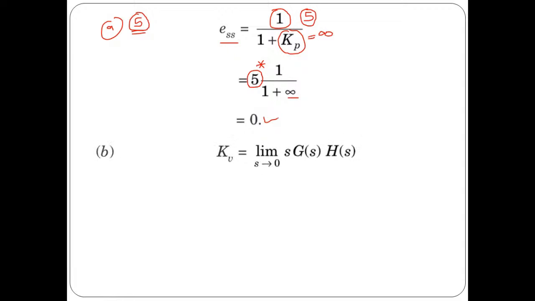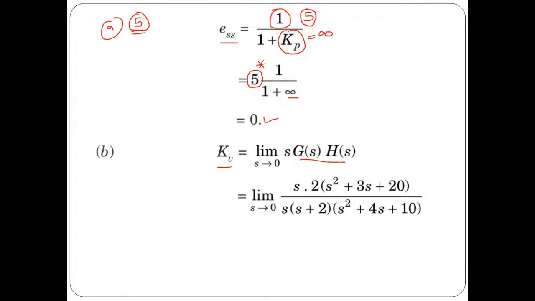In the same way, let's try to calculate the value of Kv, which is velocity error coefficient. And the mathematical expression to calculate Kv is limit s tends to 0 of s into G(s)H(s). But we know the value of G(s)H(s). Put that value in this equation. This s and s will get cancelled out, and you have to solve this particular limit. The moment you solve this limit, you will get the value of Kv is nothing but 2.